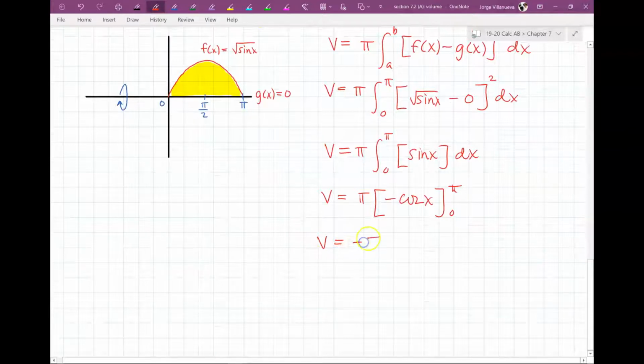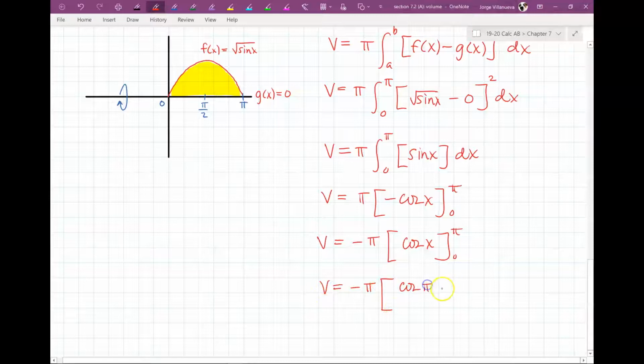What I'm going to do is take that negative out. I'm just taking an extra step, moving the negative out. Remember, you can do that. You can factor out a scalar, and you just multiply it back in later. So volume is equal to negative pi times cosine of pi minus cosine of 0.